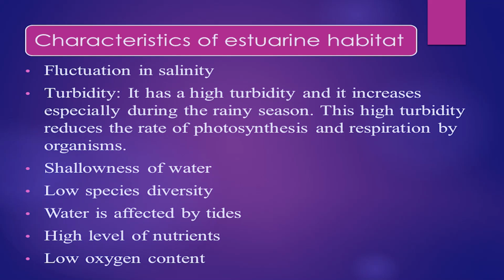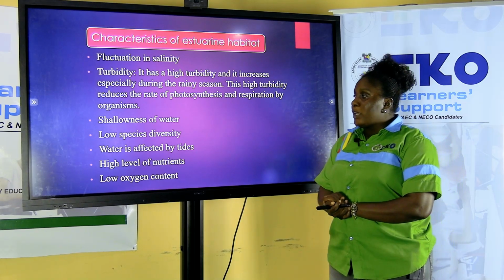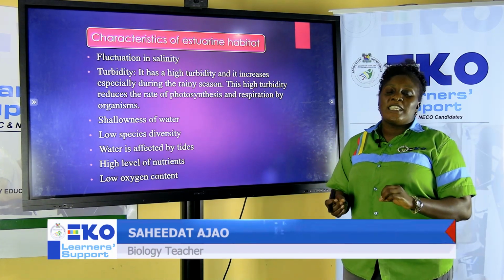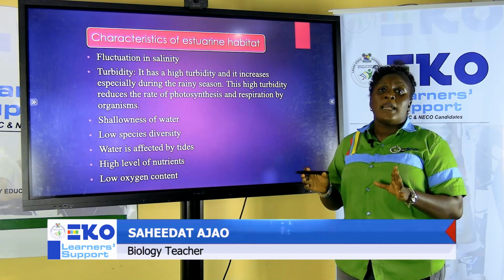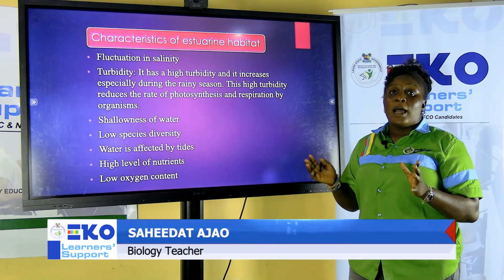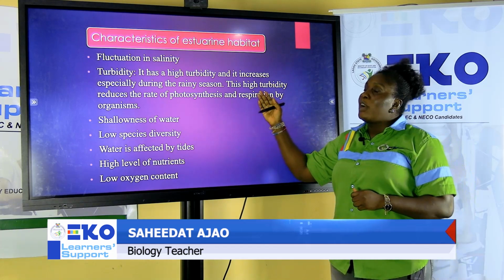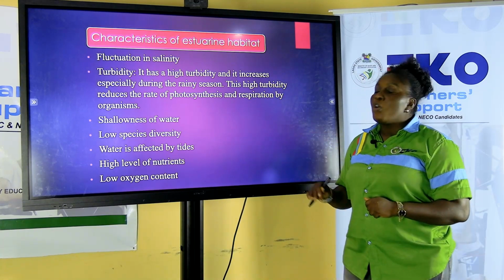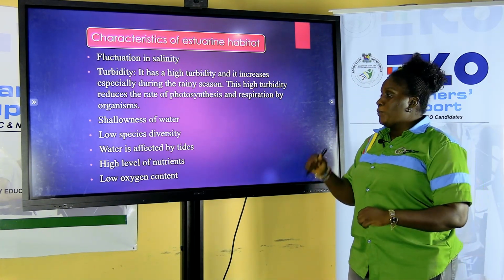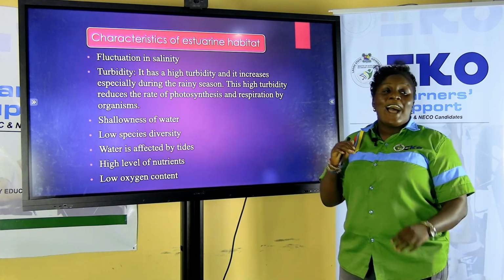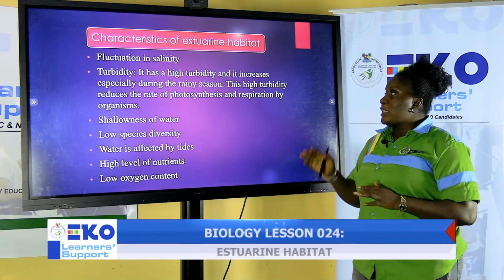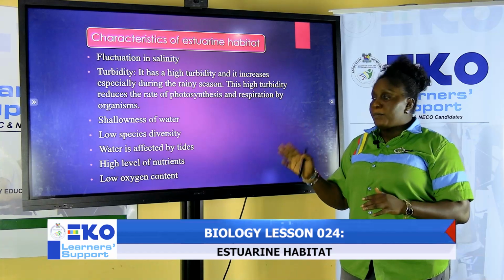Number two, it is shallow. It is a habitat that has shallowness of water. Number three, there is low species diversity, unlike the marine habitat, which is the largest of all habitats and can accommodate a lot of species. But in the estuarine habitat, it has low species diversity. Number four, there is a high level of nutrients found in the estuarine habitat.